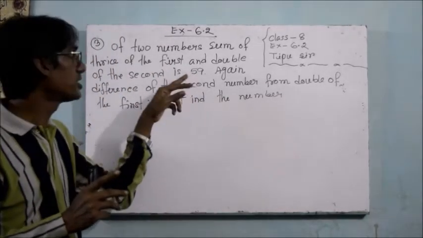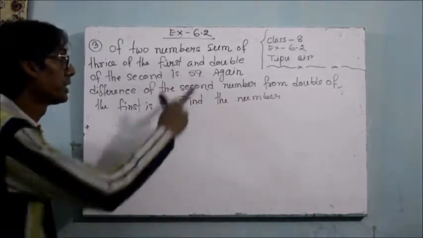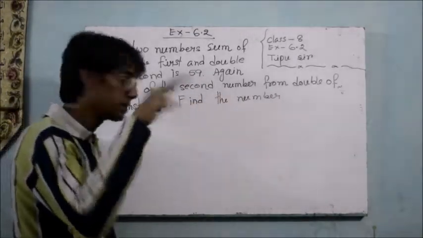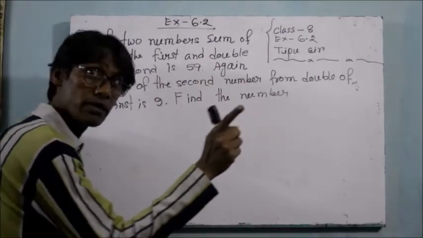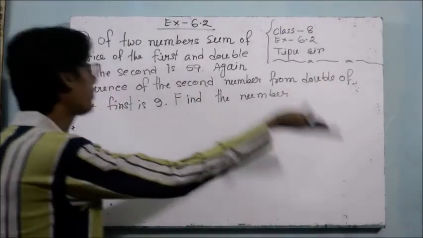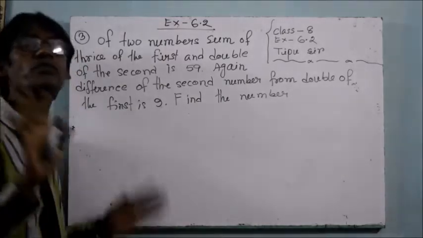So read the question: of two numbers, the sum of thrice of the first number and double of the second number is 59. So this is one condition. Again, the difference, that means minus, of the second number from double of the first number is 9. So you have to find the numbers.